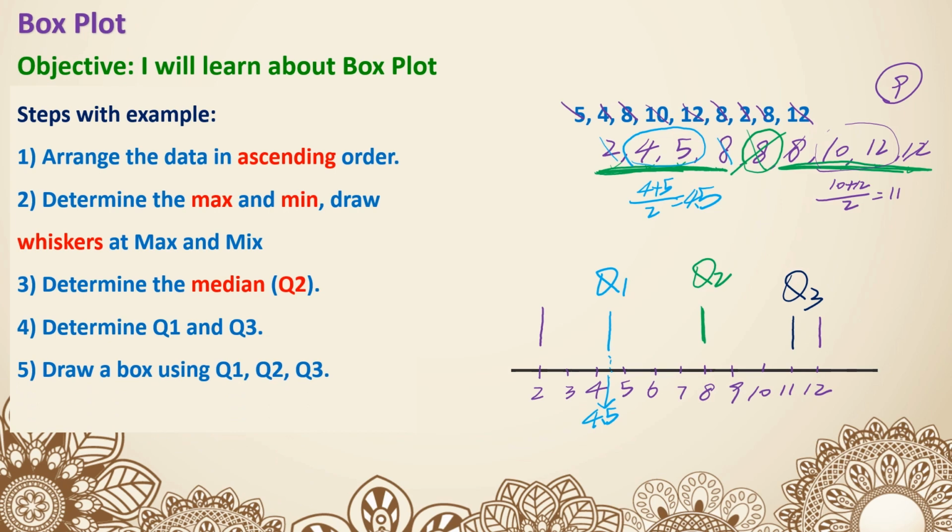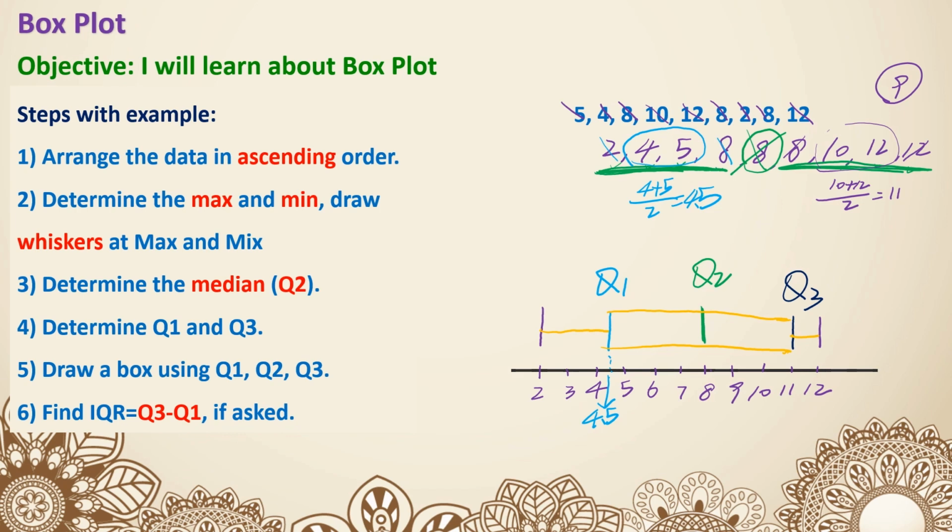Next, we need to draw a box. The box connects the middle 50% of the data so that we can easily see the interquartile range. The box is generated by just connecting Q1, Q2, and Q3. But since the maximum and minimum are still part of the data set, we still use a line to connect them to the box.